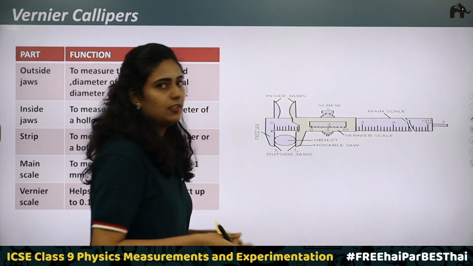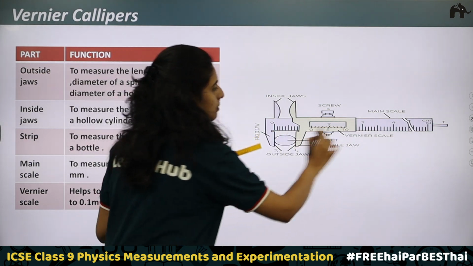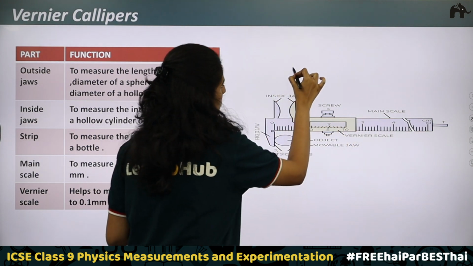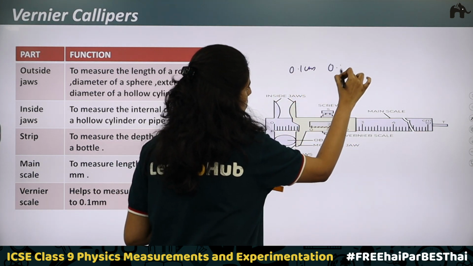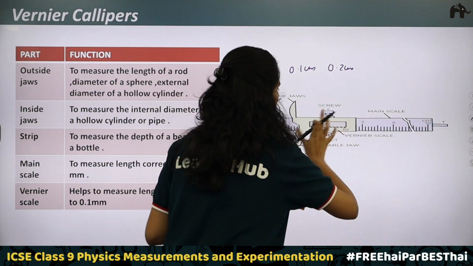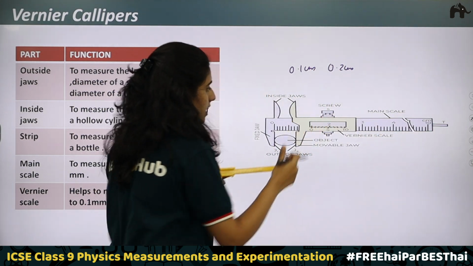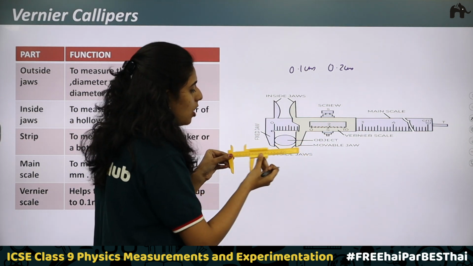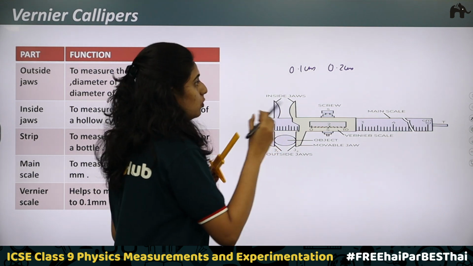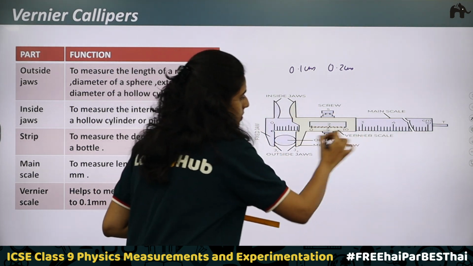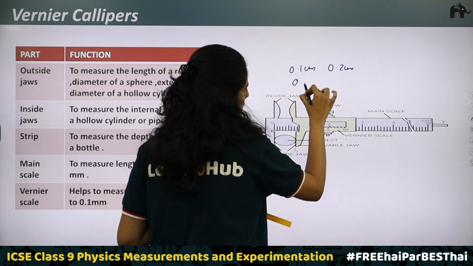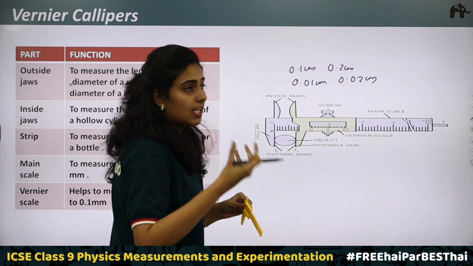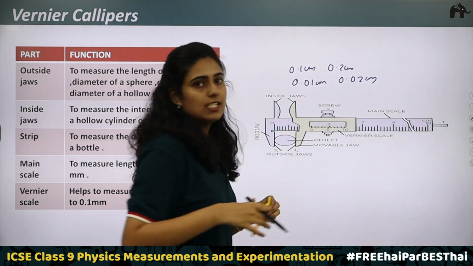This is how a vernier caliper looks. In a vernier caliper, you will be having the main scale. Why is the main scale used? To get readings like 0.1 centimeter, 0.2 centimeter. These readings you can get from the main scale. The vernier scale can move along the main scale, and you will get a more accurate result using it. That is 0.01 centimeter, 0.02 centimeters.